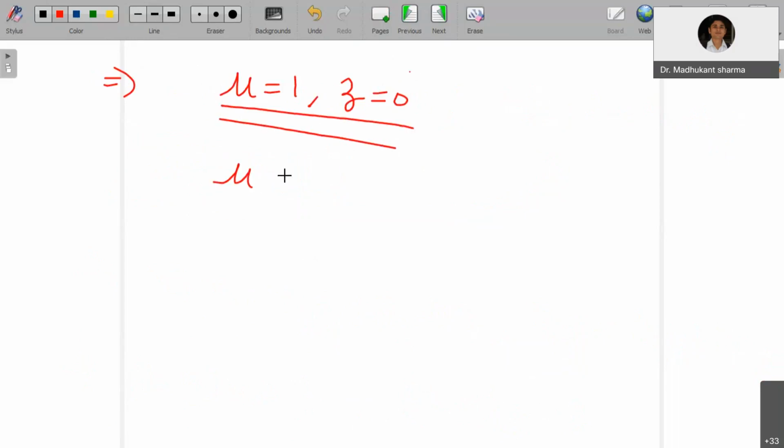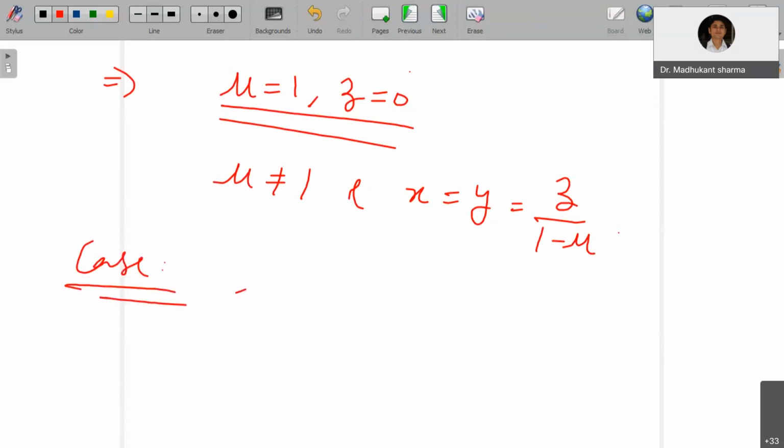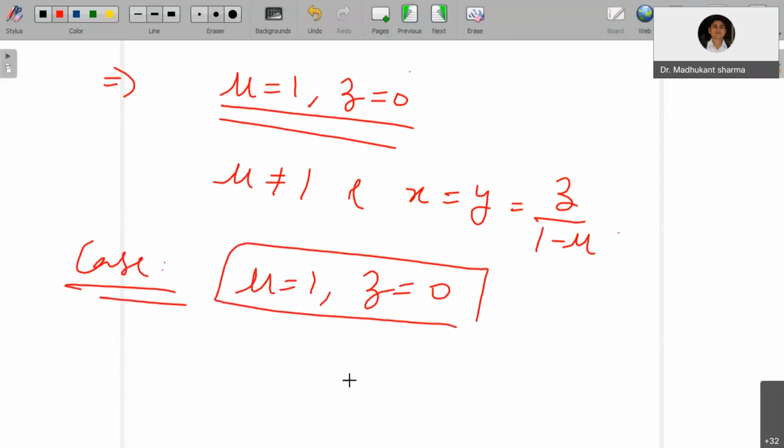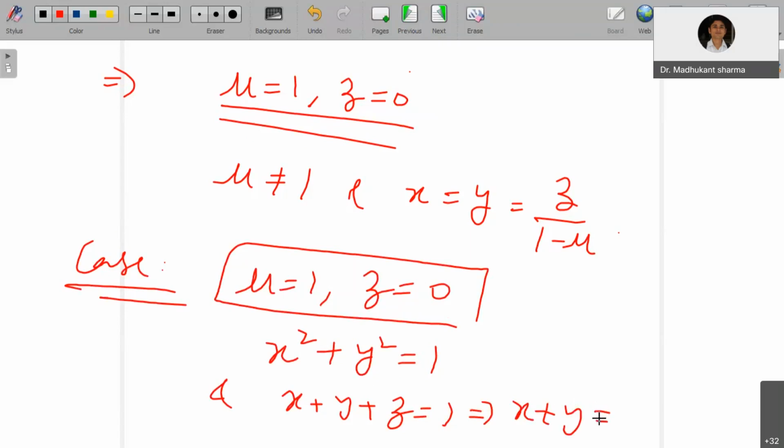One case is this: mu is not equal to 1 and x equals y equals z divided by 1 minus mu. Now z equals 0 means mu equals 1. Let's take the case mu equals 1, meaning z equals 0. In that case, you have the equation of G2: f of x and y such that x square plus y square equals 1 and x plus y plus z equals 1. But z is 0, so this implies x plus y equals 1.